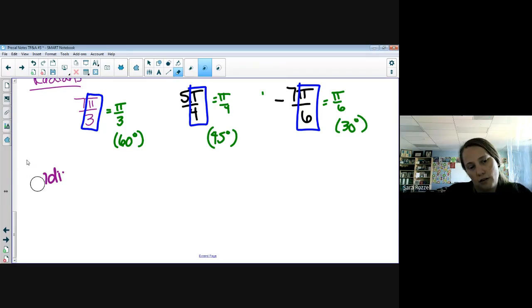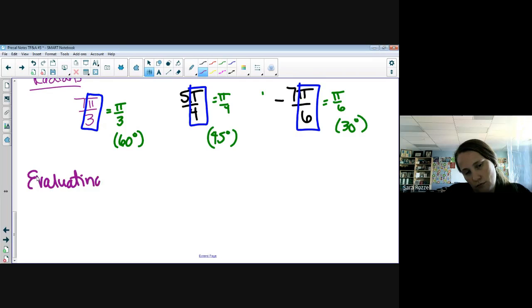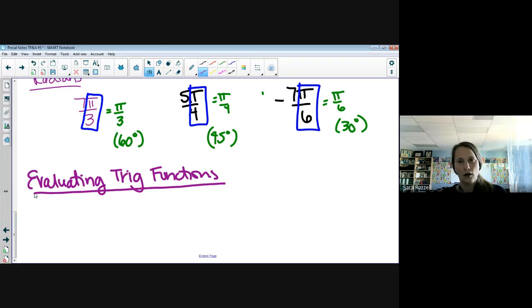Actually evaluating. So all of the ones that we're doing are multiples of 30, 45, or 60, because those are the ones from the special right triangles. So if we are evaluating these trig functions, we have just a list of things that we've got to do before we can get the answer.